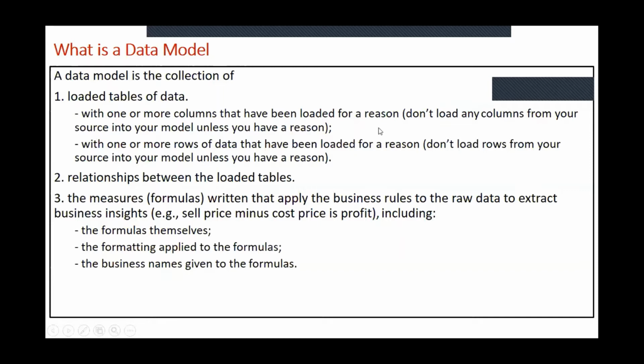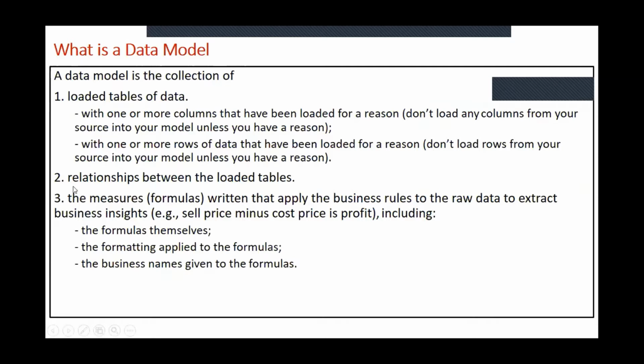So there should be a proper reason. If you want some calculation, or you want some data item, then load that column from your source file. Otherwise, you don't need to load any extra columns. Loaded tables of data with one or more columns. In our source file, we always have more than one column, with one or more rows of data that have been loaded for a reason. Yes, we have so many rows, sometimes hundreds of thousands of rows.